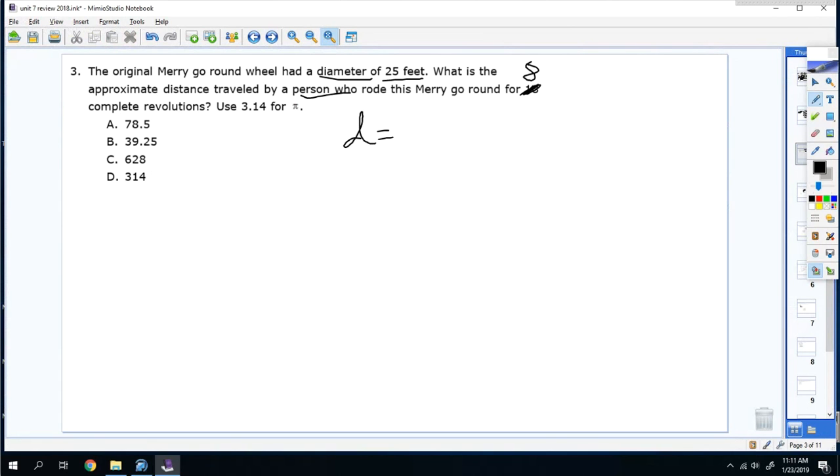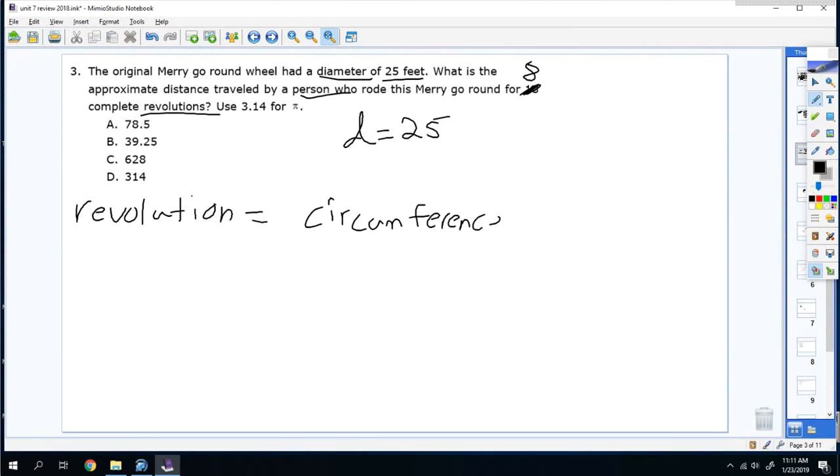D equals 25. So I don't see the word area or circumference in here, but I do see the word revolution. Revolutions means going around the circle. So that means circumference. So on your review, if you want to write revolution equals circumference, because you will see the word revolution tomorrow on your test. Okay, so it means I'm finding circumference.